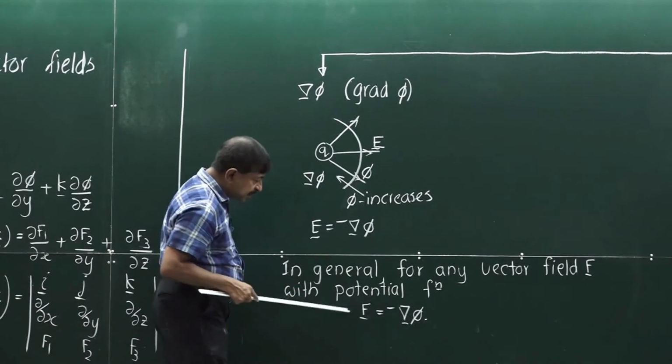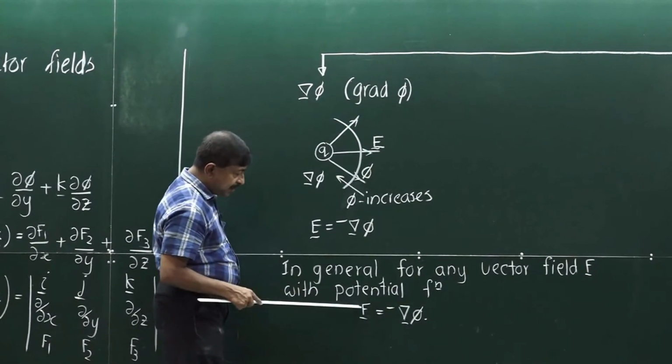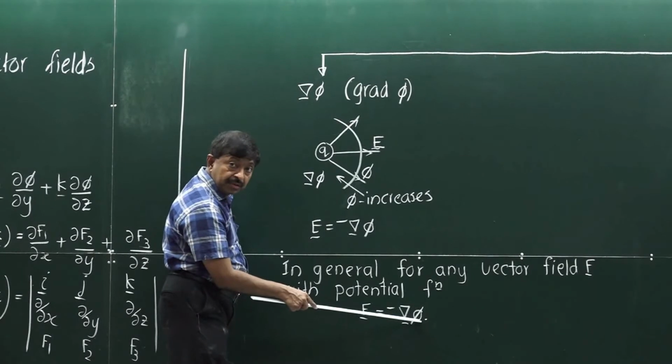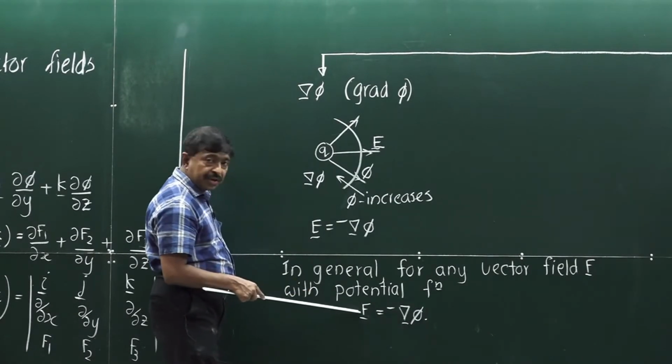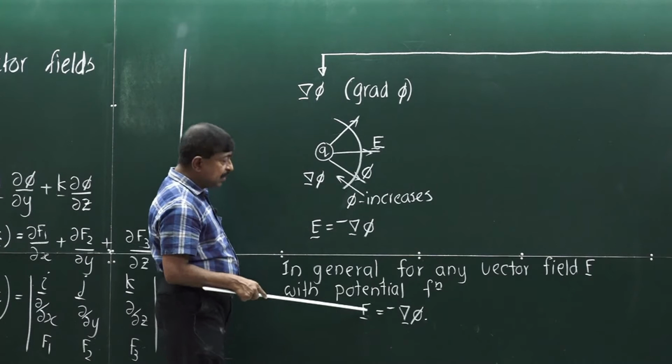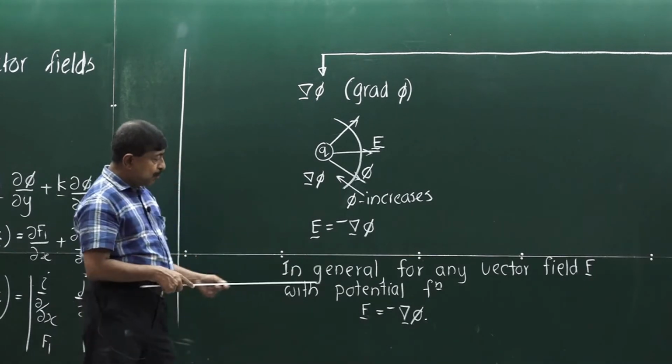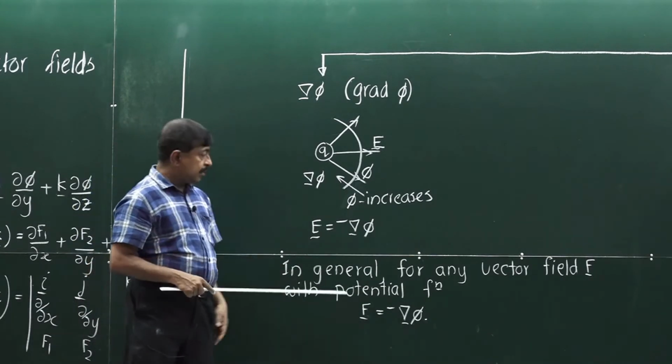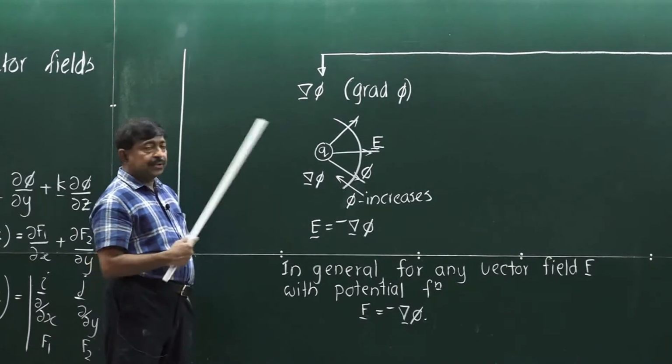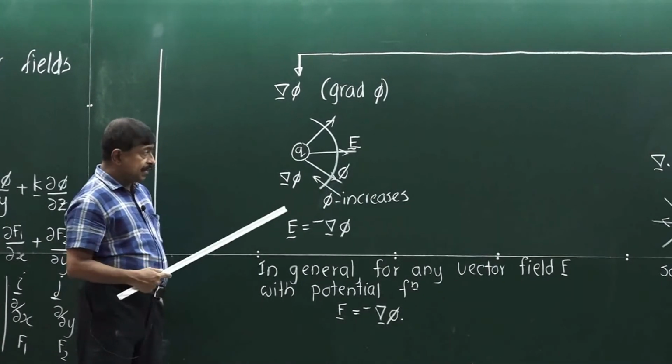By simple calculus integration, when F is given, you can find phi. When phi is given, straight away you can find F. We will see in the next video how we do that. All right. Now, we will move to the next one, divergence.